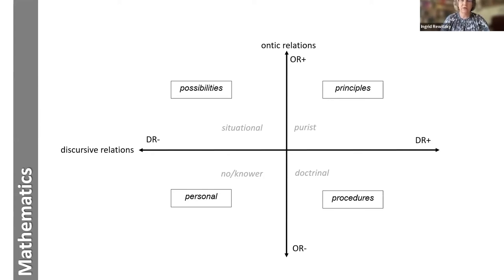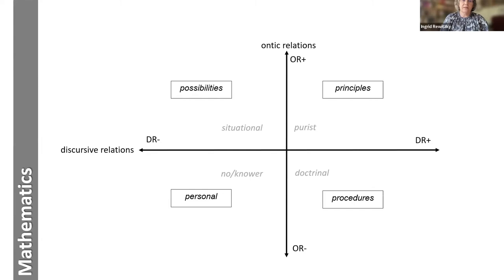In particular, one might abstract from a personal representation or an intuitive reasoning into more mathematical representations and formal reasoning techniques. That means you're shifting towards stronger discursive relations. We may acquire knowledge of the underlying mathematical ideas and principles, which then involves shifting towards stronger ontic relations. We may generalize from a specific instance of a mathematical concept or technique to a more encompassing mathematical concept or technique, and this would involve shifting from a situational insight to possibly a doctrinal insight.